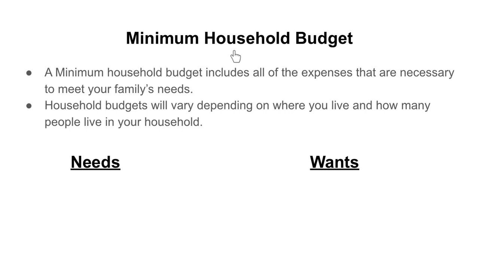So, minimum household budget. A minimum household budget includes all of the expenses that are necessary to meet your family's needs. A household budget will vary depending on where you live and how many people live in your household. So we have needs versus wants, okay? These are different categories, but when we figure out our budget, that is based on needs.